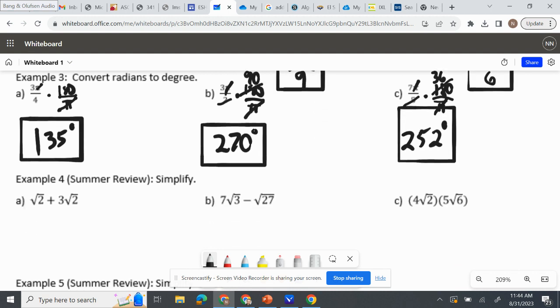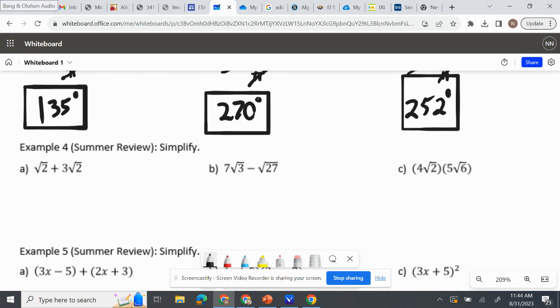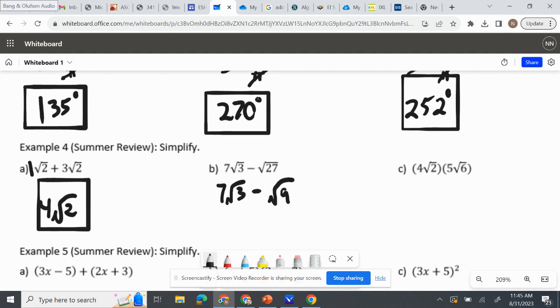So some stuff to remember from Algebra 1, adding square roots. This would be 1 square root of 2. This is 3 square root of 2, so that would be 4 square root of 2. For the next one, we have to simplify the square root of 27. In order to simplify 27, that would be 9 and 3. And the square root of 9 is 3. So that would be 7 square root of 3 minus 3 square root of 3, which would be 4 square root of 3.